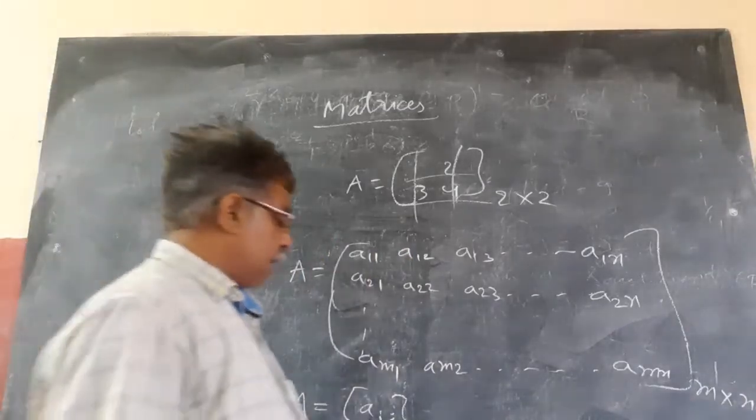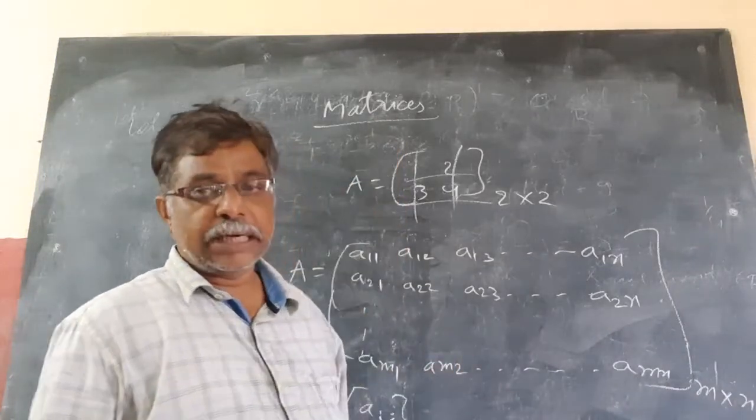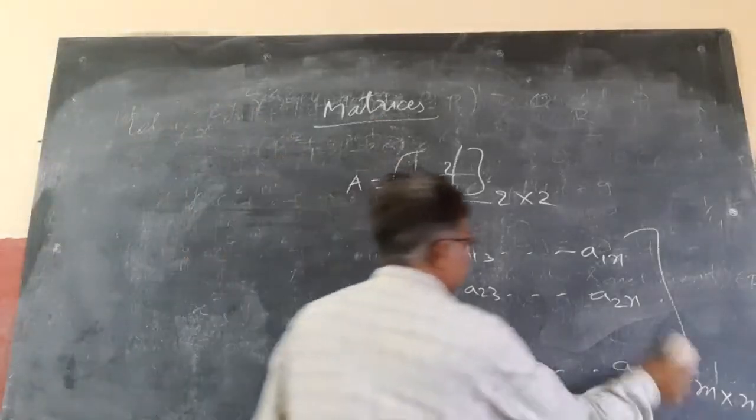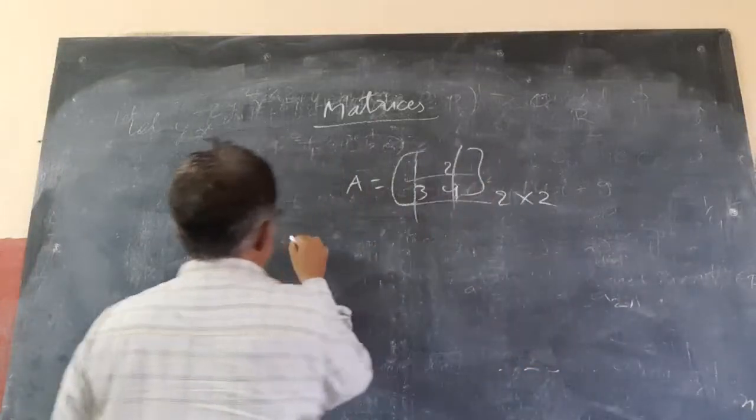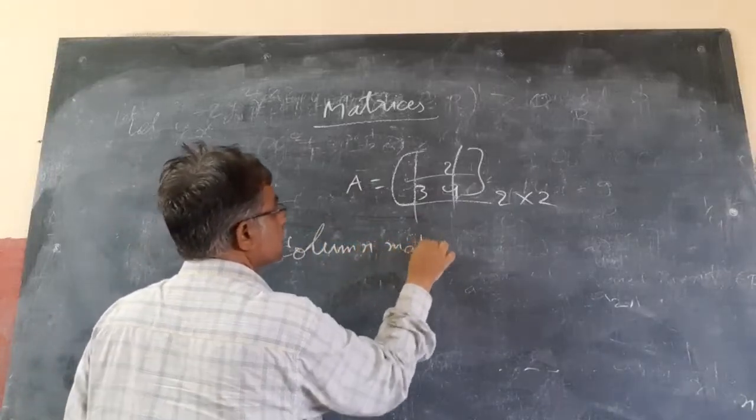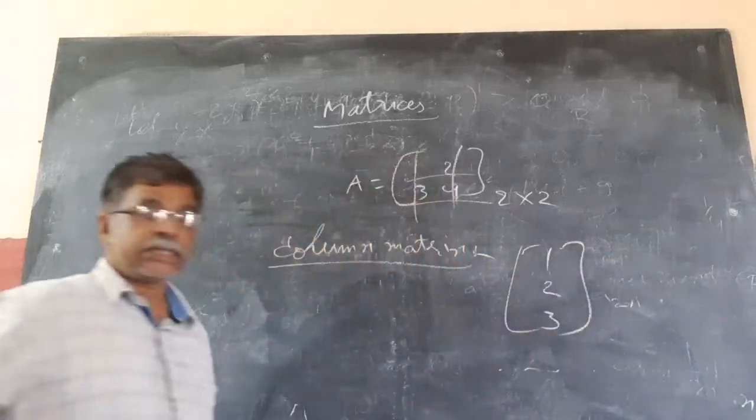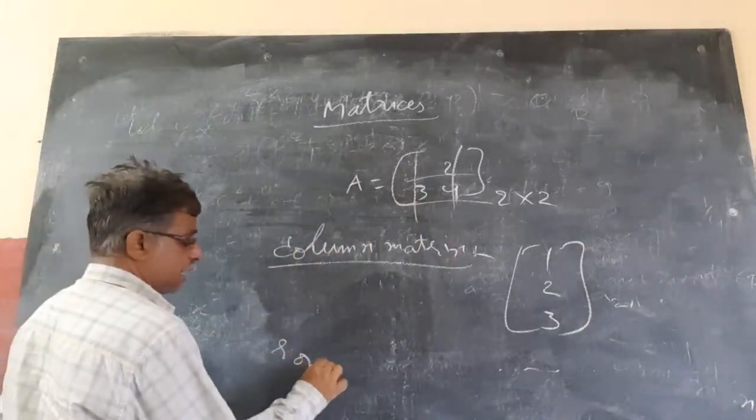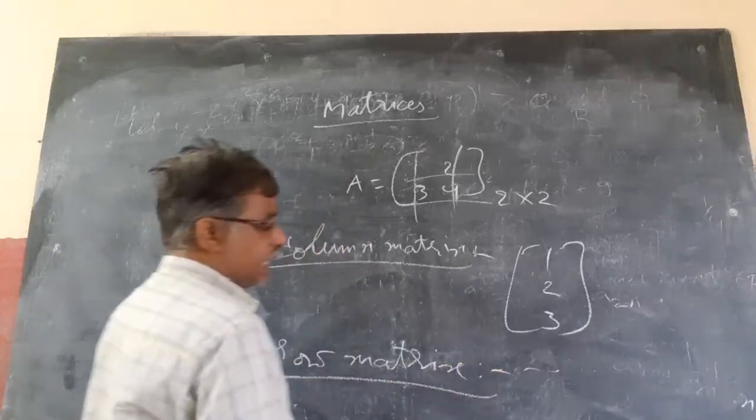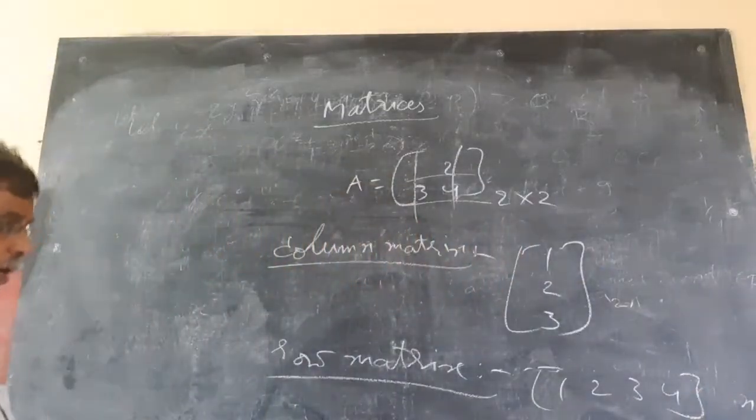If the number of columns is only one, meaning it contains only one column, then it is called a column matrix, like 1, 2, 3 arranged like this. Next, row matrix. What is a row matrix? A row matrix contains only one row, like 1, 2, 3, 4. Only one row is called a row matrix.